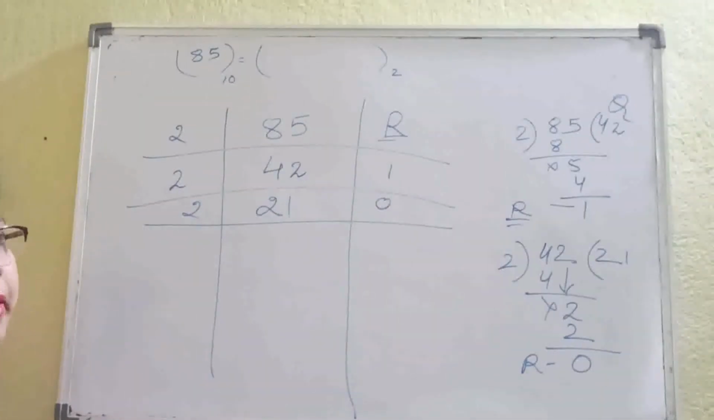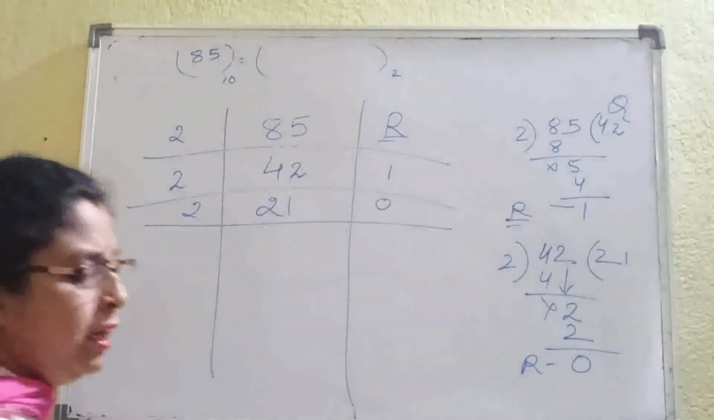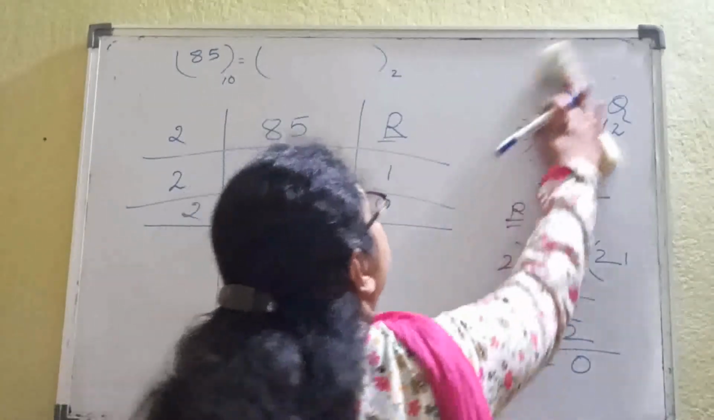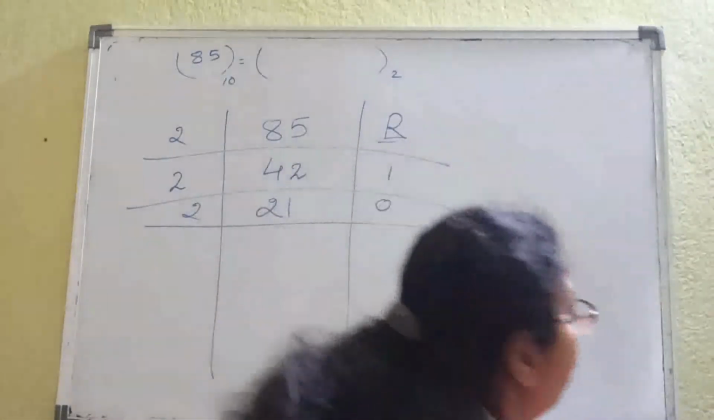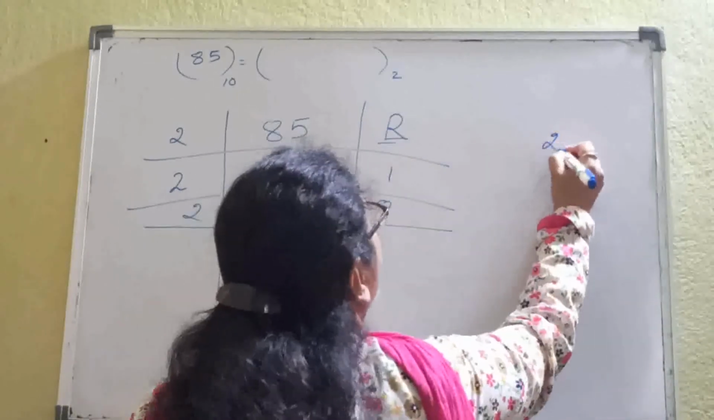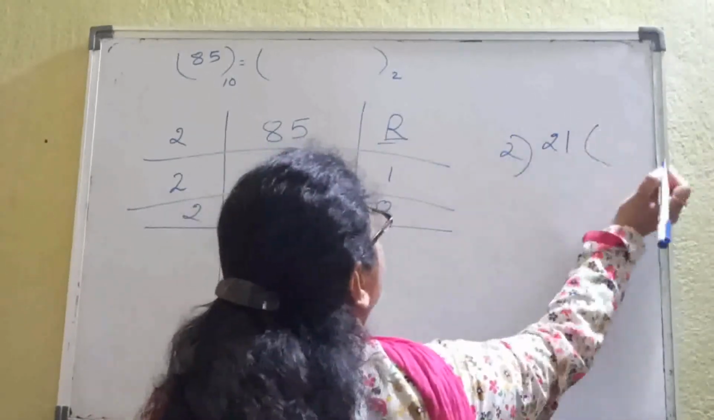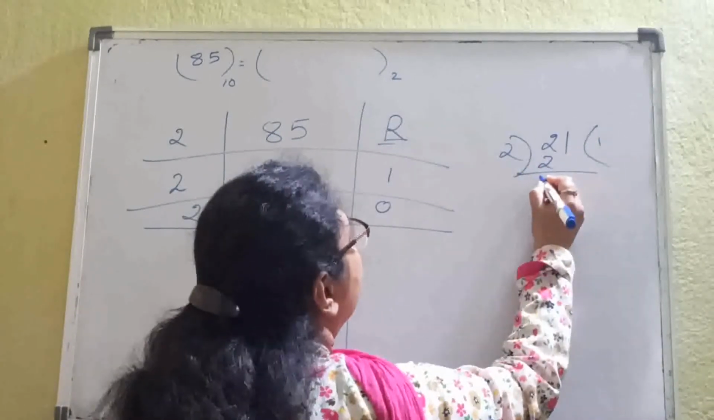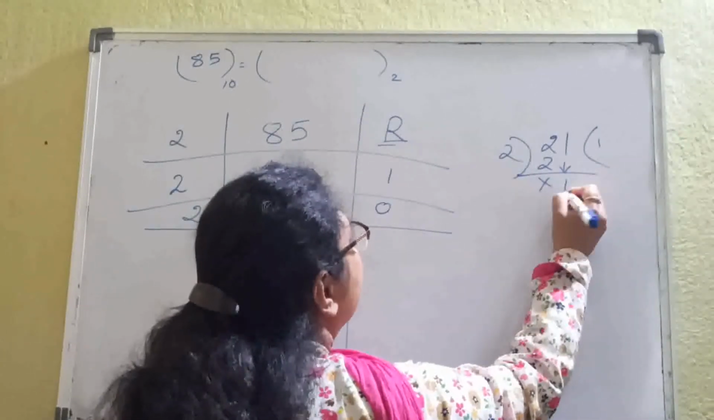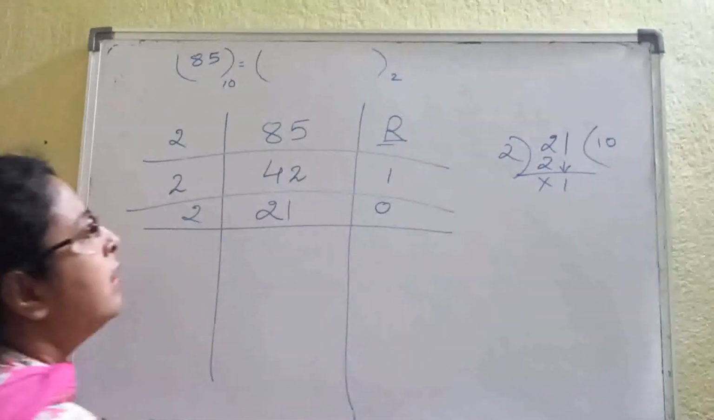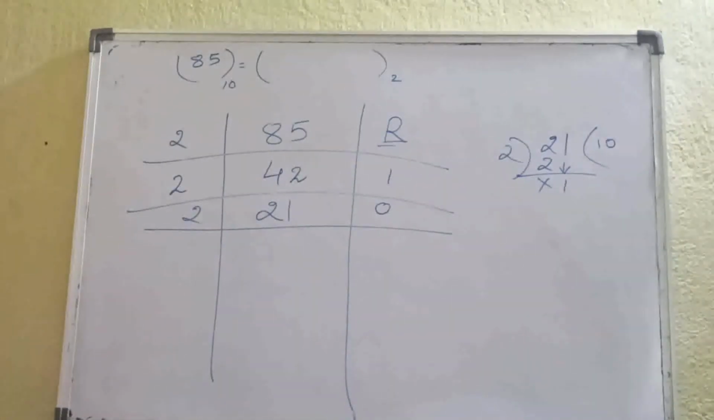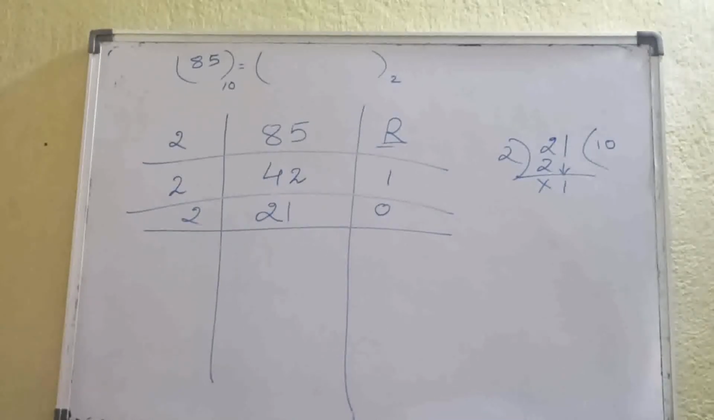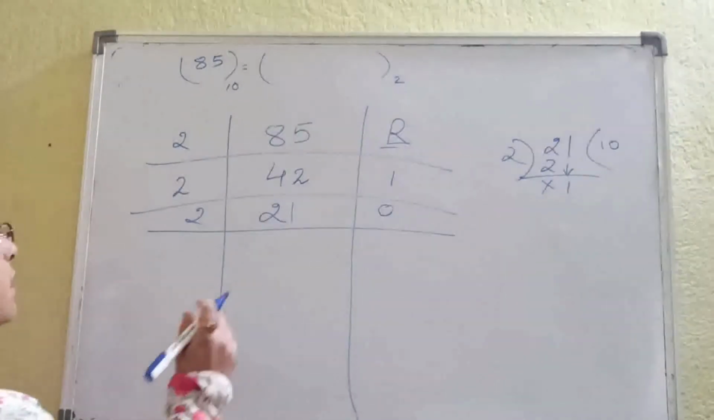If you are not able to do it, children, then you can do it by the division process like this, as I am doing on your screen. Like 21 divided by 2. What will come? 2 1s are 2. Here 1. The 0 we have copied, means 2 5s are 10. Okay? 2 5s are 10 and remainder is 0.